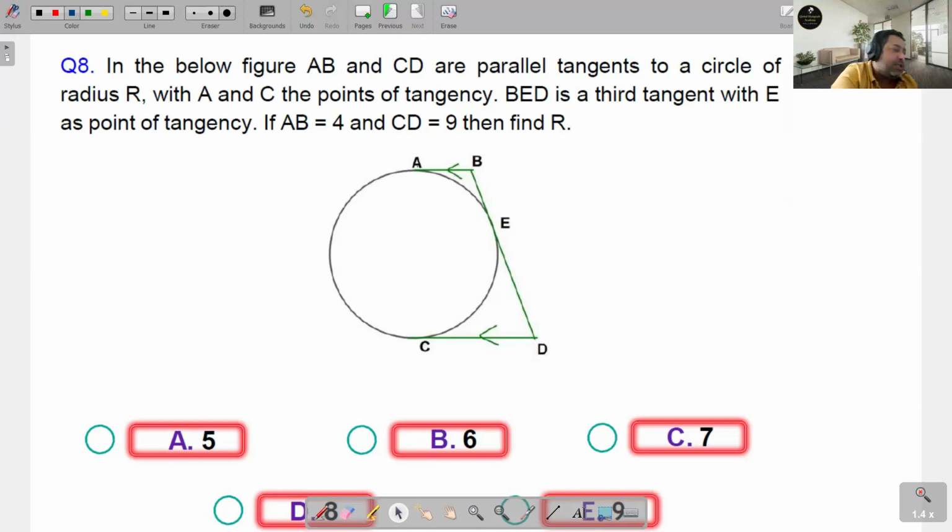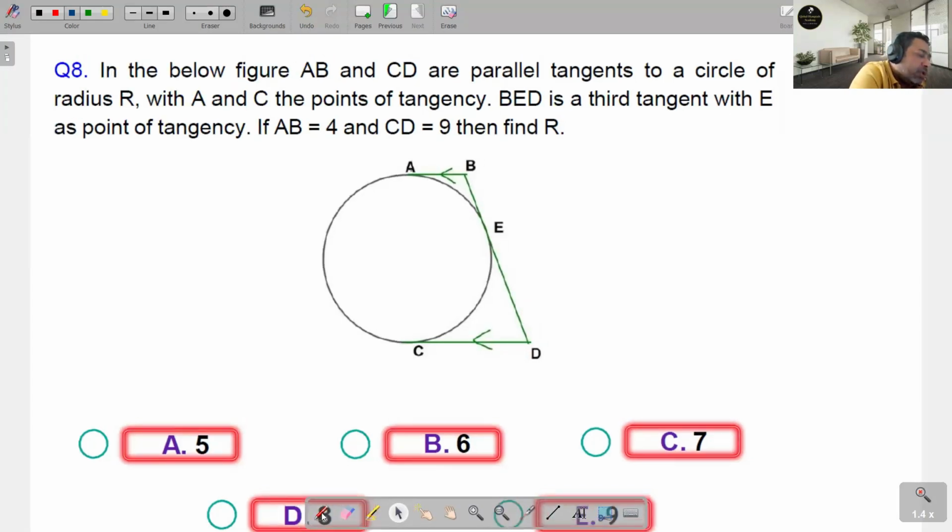Okay, so let's understand this question first. There are two tangents here, right? AB and CD, which are parallel to each other. So the symbol is given here for being parallel. Okay, so these two are parallel over here. All right, and AB is given as 4 and CD is given as 9. And BD is also a tangent. So when you connect these 2 points, this is again a tangent at E. And we have to find the radius of the circle.